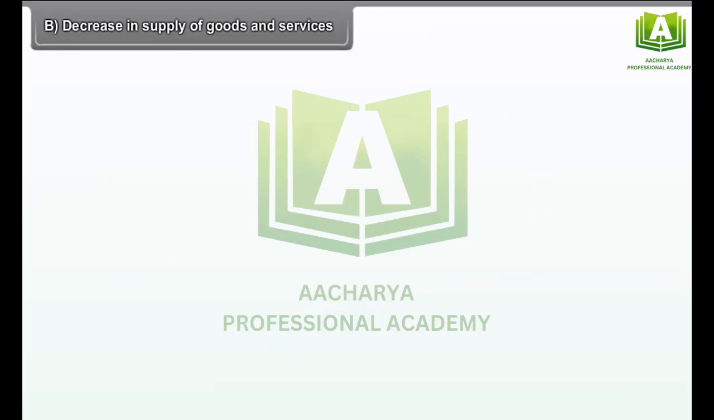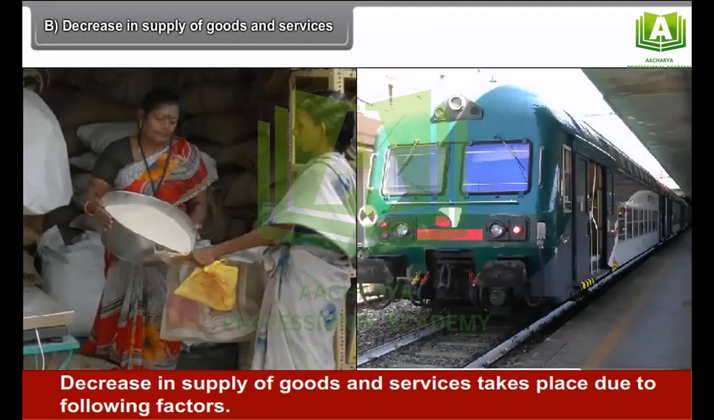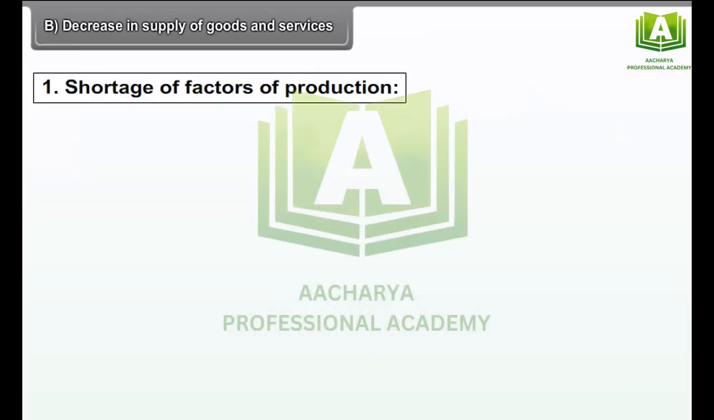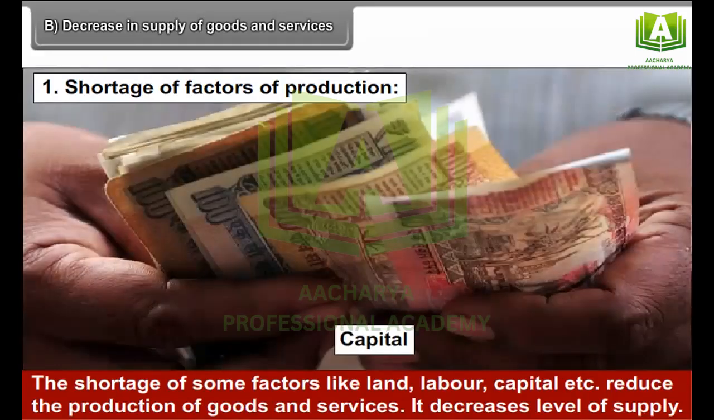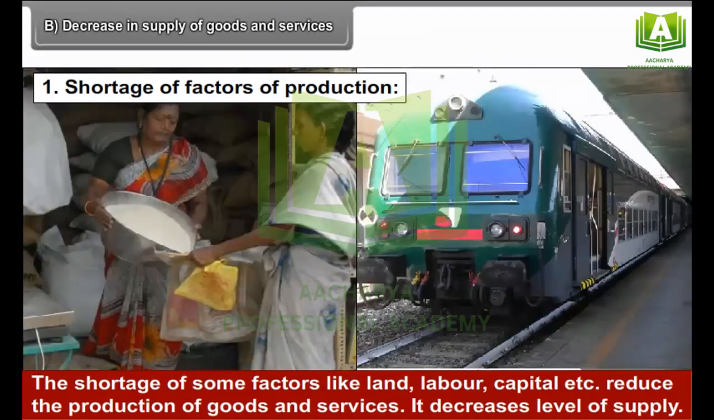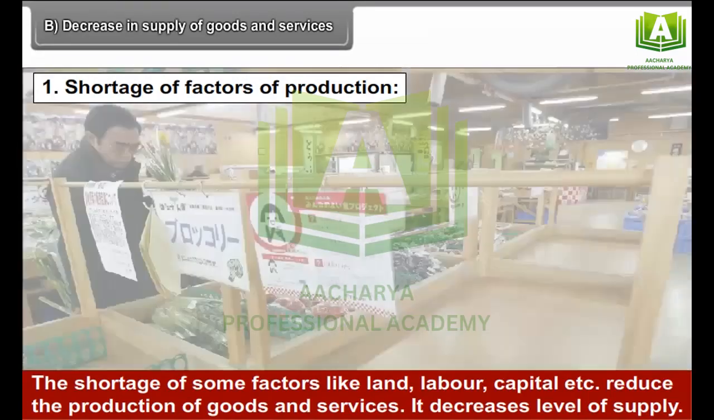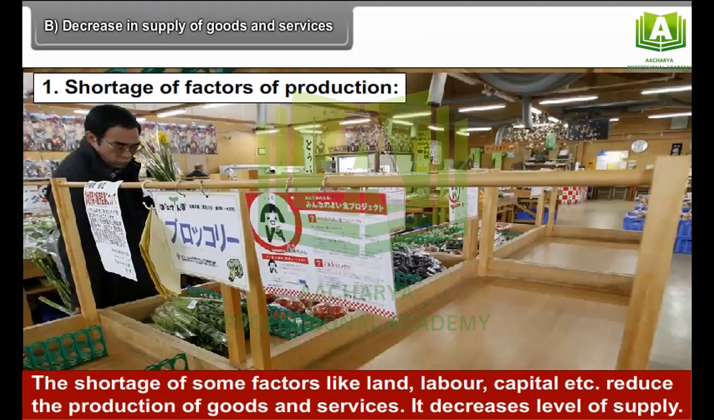B. Decrease in supply of goods and services. Decrease in supply of goods and services takes place due to the following factors. 1. Shortage of factors of production. The shortage of some factors like land, labor, capital, etc. reduces the production of goods and services. It decreases the level of supply.